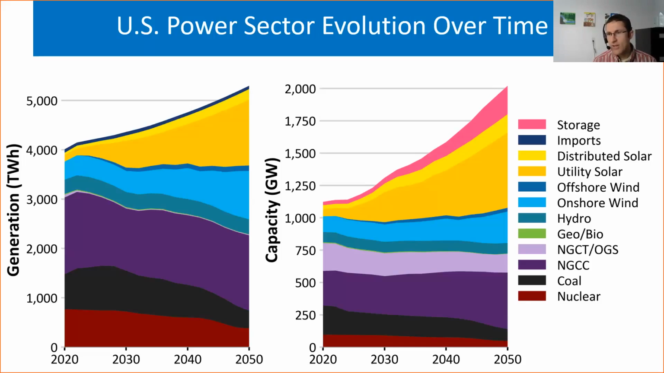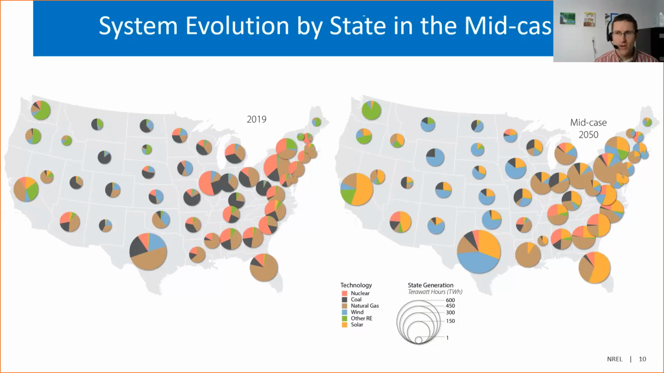But again, this is just one scenario of many. That's why we look at many scenarios: this is one way the system could evolve, but we want to look at many other ways that it might evolve. So we go to the next slide. We just want to highlight that these results are not done.